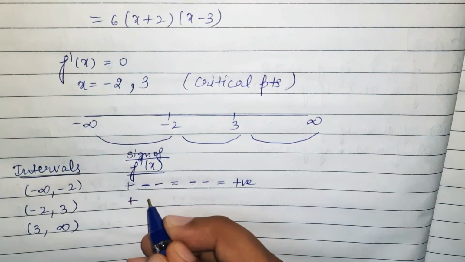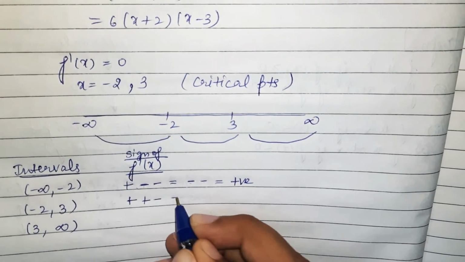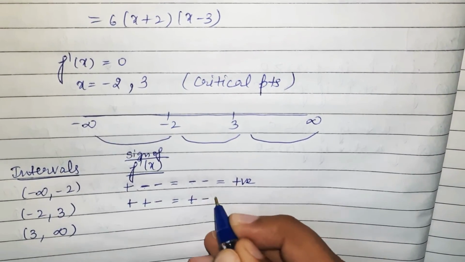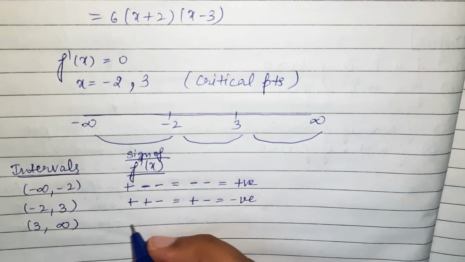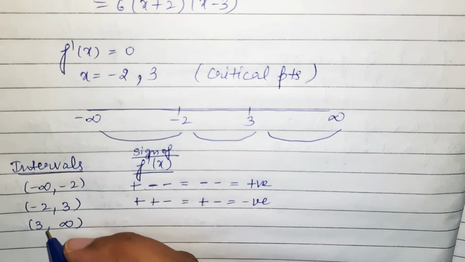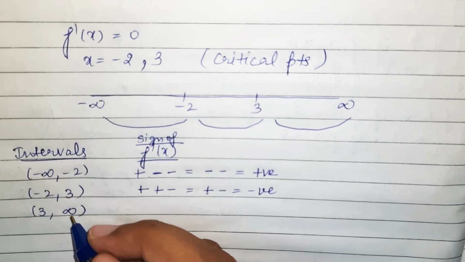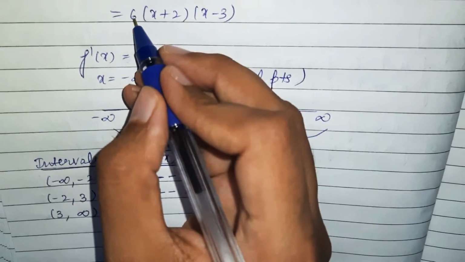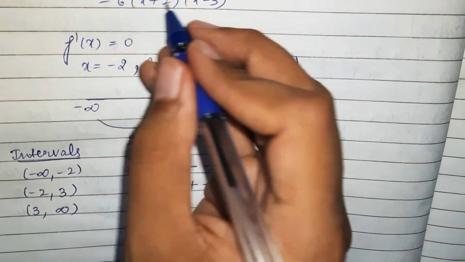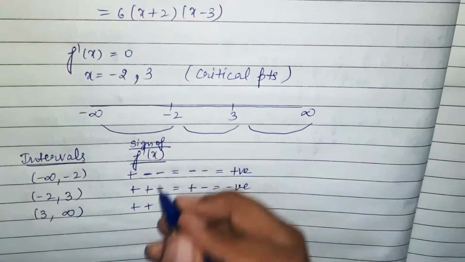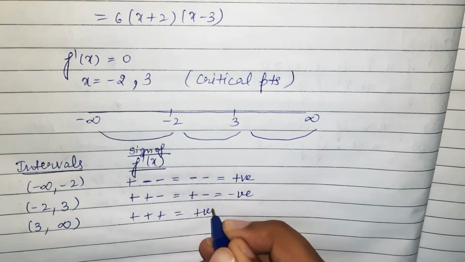6 is positive, 0 minus 3 is negative. Plus, plus, plus, minus, this will be negative. Now for 3 to infinity, take a value between 3 and infinity. Let's suppose I am taking 5. 6 is positive, 5 plus 2 is positive, 5 minus 3 is positive. So I am getting positive.